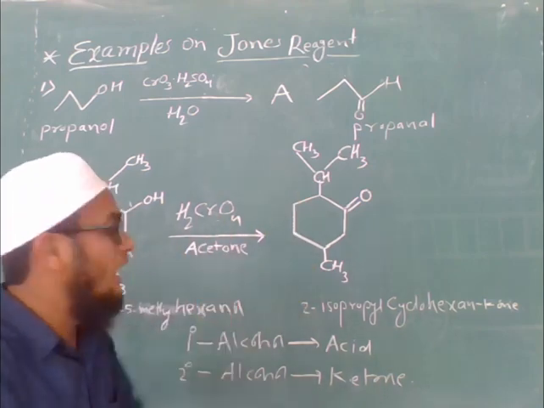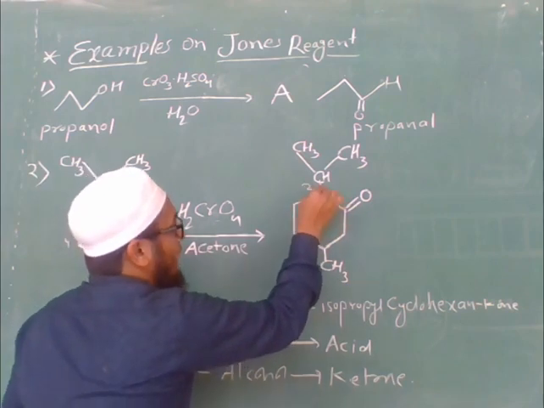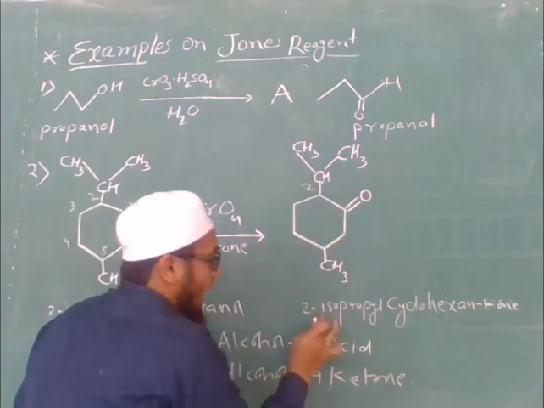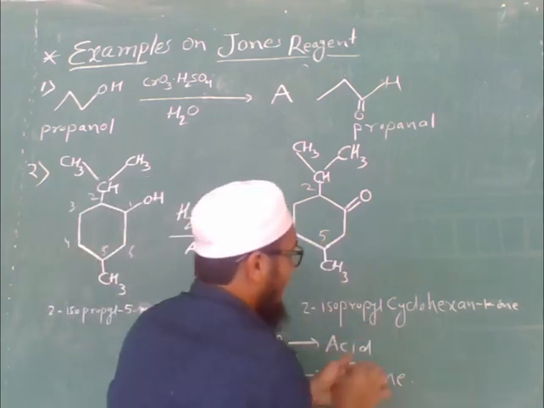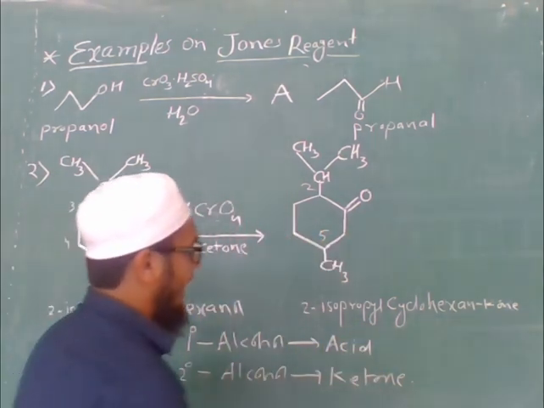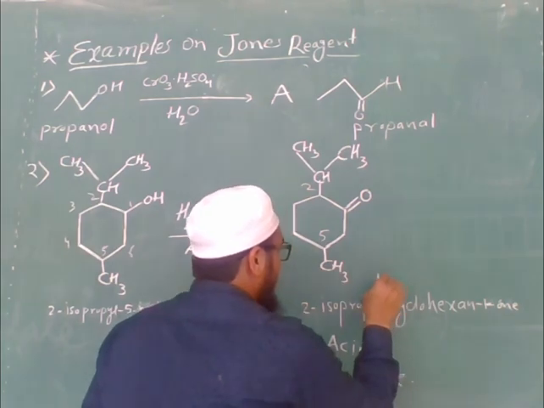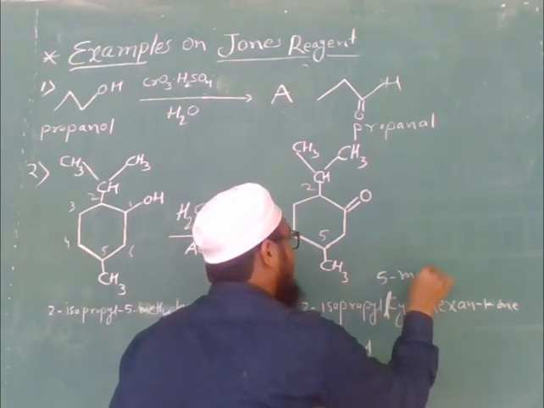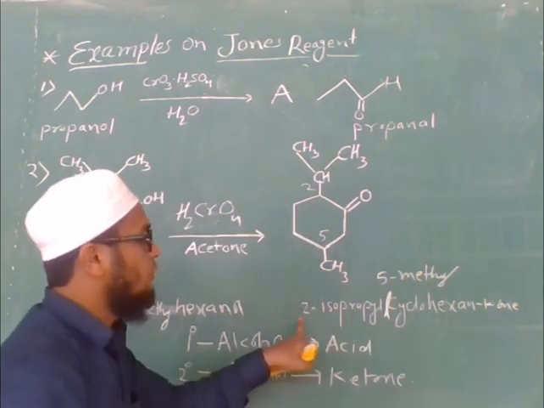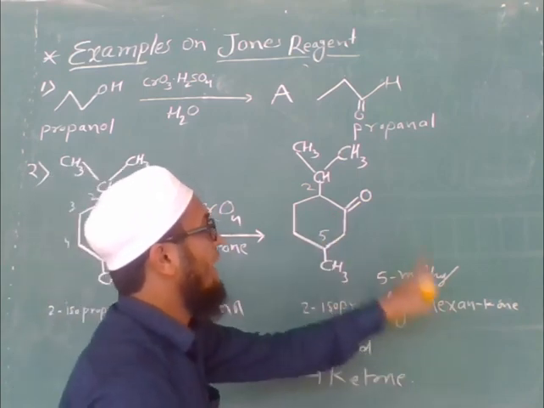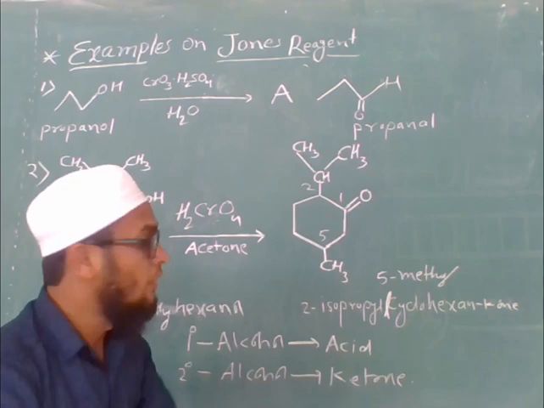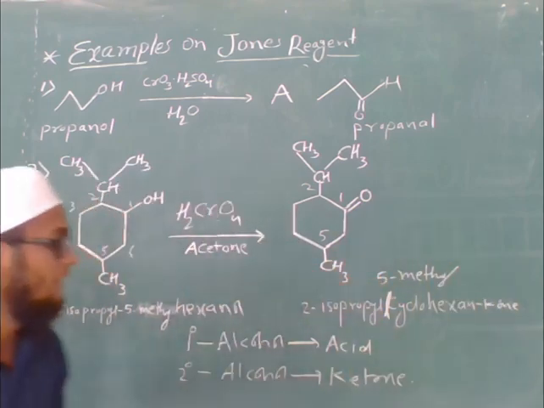Now name this compound. It has at two position an isopropyl group. At five position it has a methyl. So 2-isopropyl 5-methyl cyclohexane. At one position it has a ketone group, so hexanone.